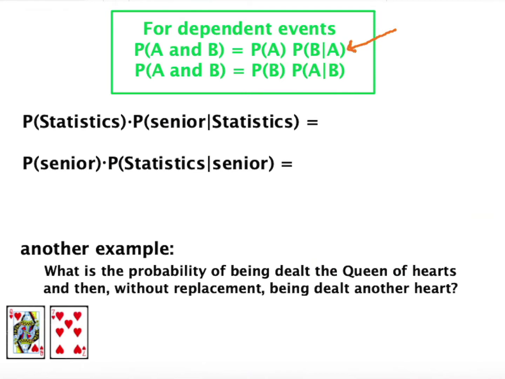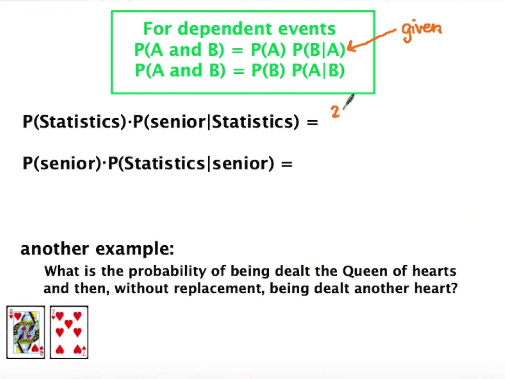So this vertical line in that notation is read as "given that something else has already happened." So if I were to take the probability that someone's in statistics times the probability that they're a senior, that should tell me the probability that they're in statistics and are a senior, as long as we factor in that we've already given that we've chosen a statistics student. Let's see if we can figure this out.